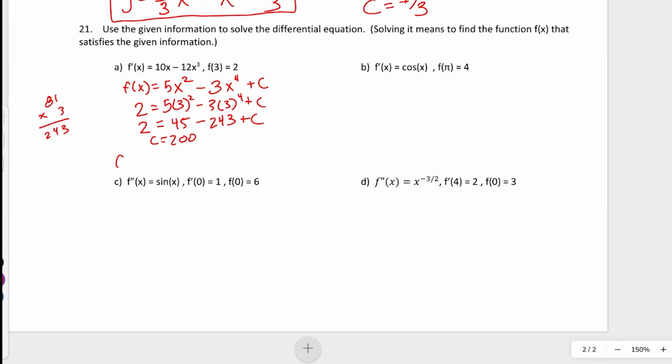Okay, so now we can solve. We got the f of x, we got the c. It's going to be 5x squared minus 3x to the fourth plus 200.